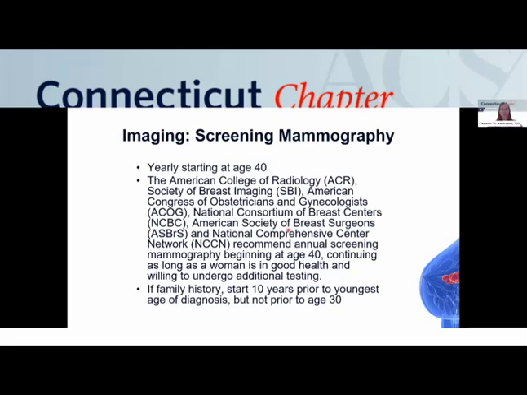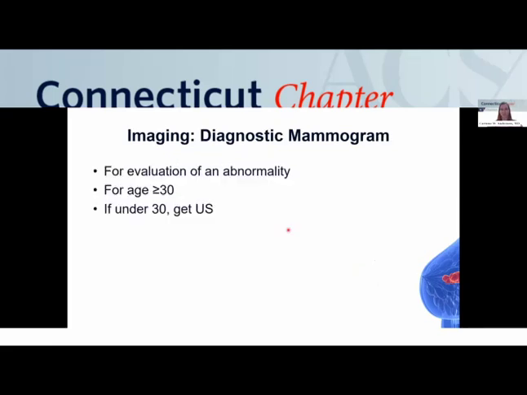If you have a family history and are high risk, then in general, we start 10 years younger than the youngest age of diagnosis in the family, but not prior to age 30. Under age 30, screening mammography is very low yield due to the extreme density of the breast tissue at that age. When you talk about diagnostic imaging, now you're talking about something that is for evaluation of an abnormality.